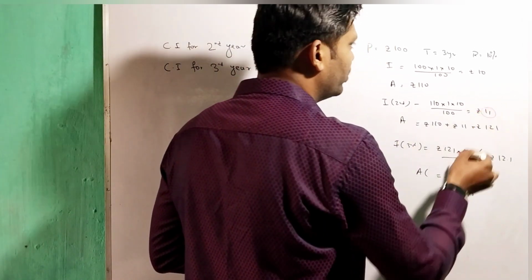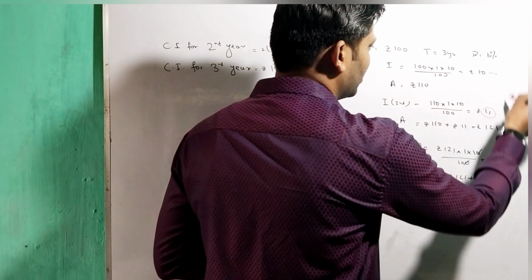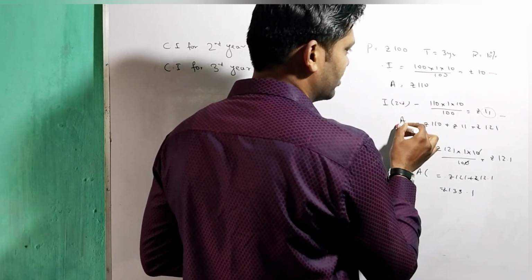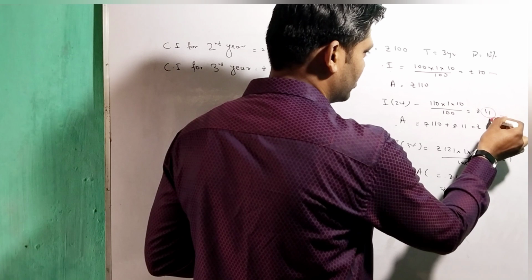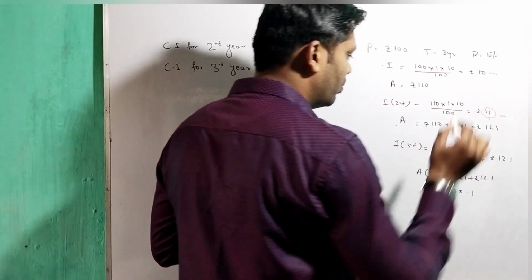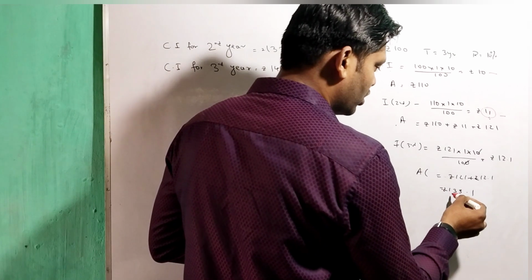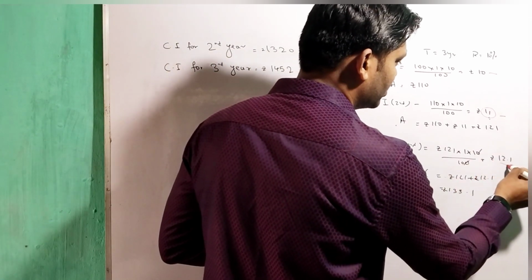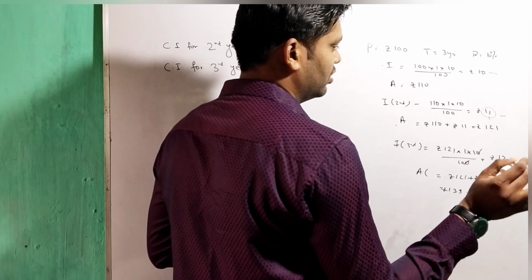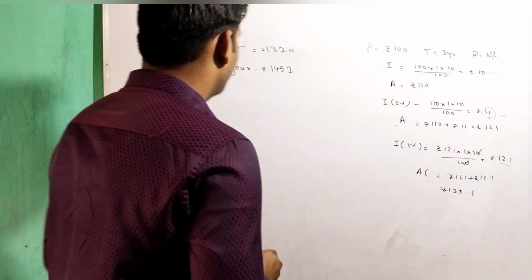For second year, 2 years means this one plus this one, interest for 2 years. This for first year, this for second year. 2 years, this one plus this one. Okay, compound interest for second year means only this one. Compound interest for third year means only this one. Interest for 3 years is equal to 1, 2, 3, you'll add this one. Understood? Okay, so that is the base.